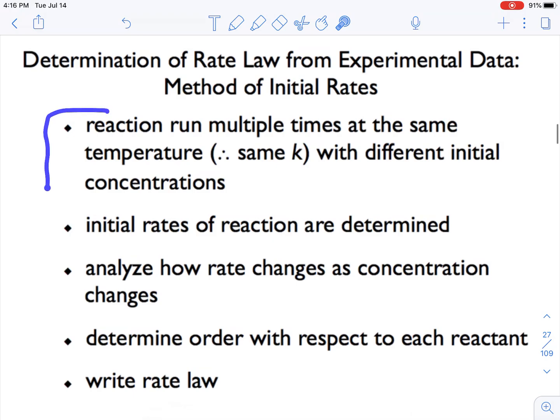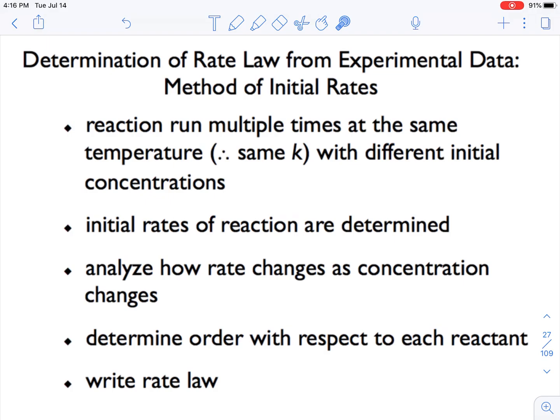After the kinetic data is recorded from running the reaction multiple times, the initial rate of the reaction can be determined by calculating the slope at time zero. Once you have both of these pieces, you can analyze how the rate of reaction changes as the concentration changes. From there, we can determine the order of reaction with respect to each reactant, and finally write the complete rate law, which includes the calculated value for the rate constant K.